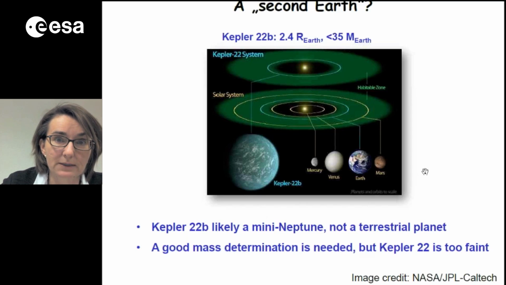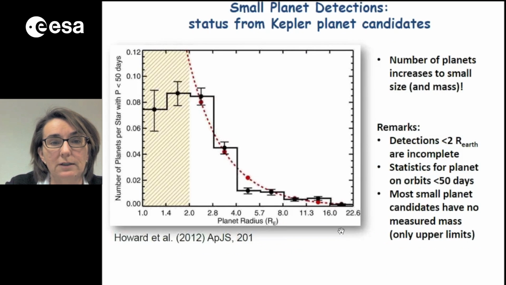Another planet that made it into the press as a second Earth is Kepler 22b, a planet with only 2.4 Earth radii, orbiting in the habitable zone of this star. The habitable zone is given here as the green shaded area, for comparison below our solar system. And this planet, Kepler 22b, is indeed in the habitable zone of the star. However, it's detected by Kepler with a very well-determined size, but we don't have a mass determination. We only have an upper limit to the mass, 35 Earth masses, and recent measurements have shown it's much more likely to be a mini-Neptune planet and not an Earth-like planet. But this planet shows that the detection of planets by transits in the habitable zone is possible. We just have to wait for the right object to come.